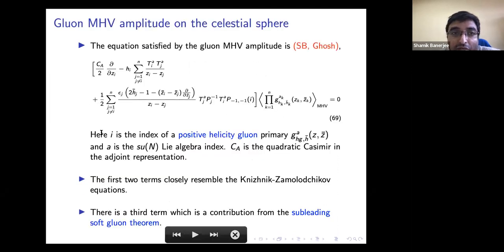Okay, so you can actually do the same thing for gluons. For gluons, you get equations like this. You actually do the same thing, except that now the symmetry algebra is not the same. It is actually an SU(N) current algebra, and you also have one more algebra, which comes from the subleading soft graviton theorem.